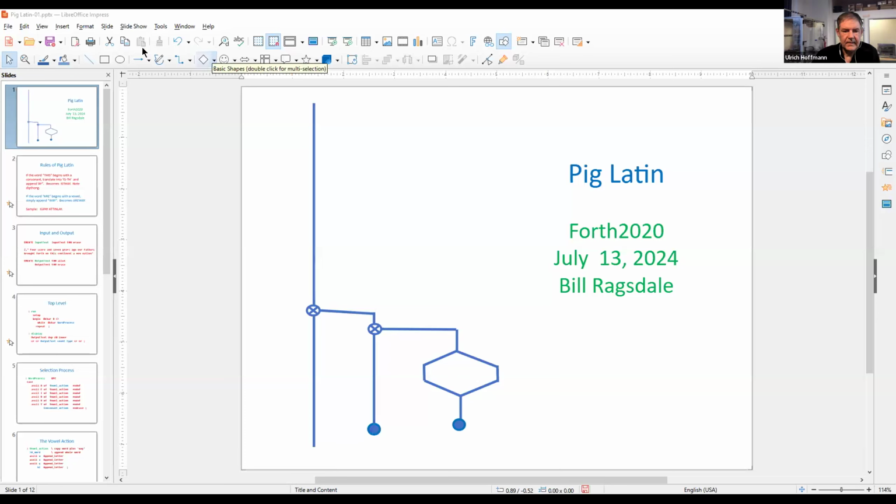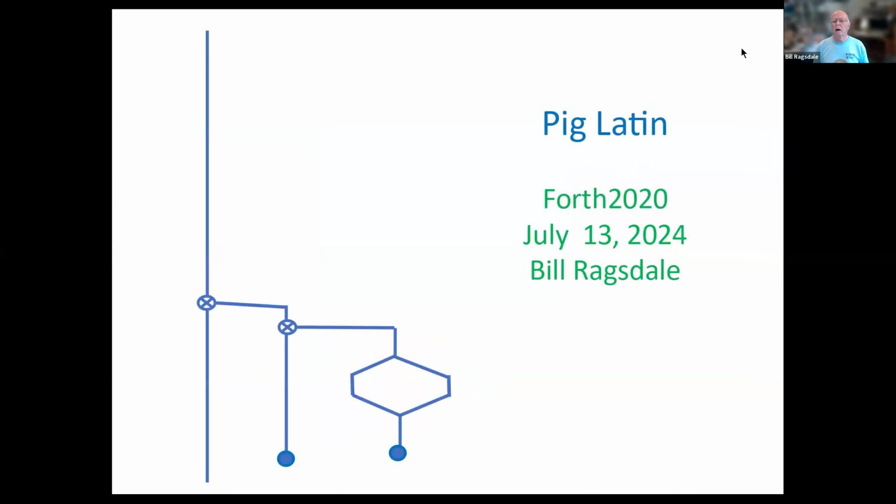Live. All right. By way of introduction, I'm Bill Ragsdale, the founding president of the Forth Interest Group 45 years ago or so. And today we're going to look at a simple little application that would be good as an intermediate programming exercise in a classroom. It might be good for a challenge where you want to have multiple programmers working on the same thing. And it is Pig Latin.